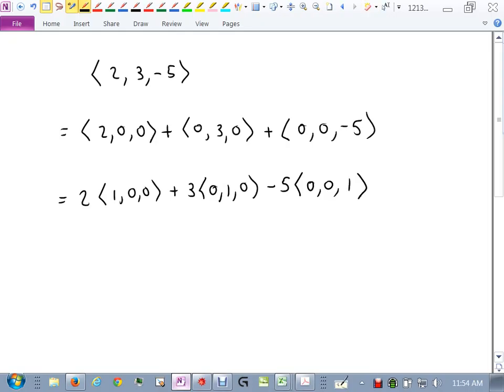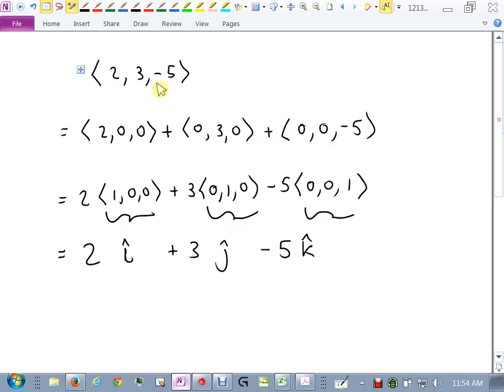So I split it apart first, each component, and then I pulled out the scalar on each one, and then I know that this one right here is actually i hat, this one right here is j hat, and this one right here is k hat. I mean, technically, if I said, hey, write that in ijk, you would just write it this way. But I'm just trying to make sure everyone's comfortable with why it is that way.